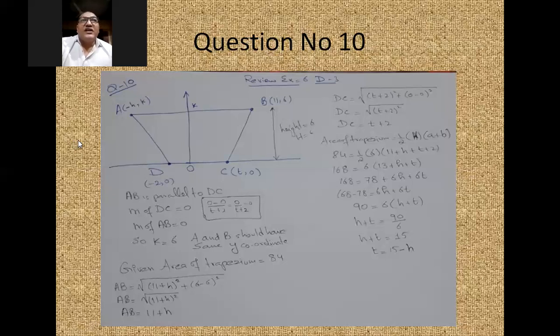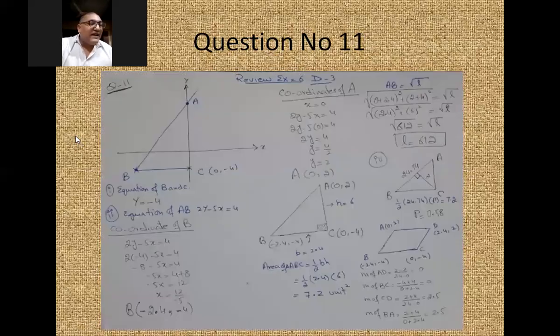The next question coming up on your screen is question number 11. Let me read it from the book. It says, in the diagram, C is the point (0, minus 4), and A is a point on the y-axis. The line AB meets the horizontal line through C at B. So this is given to me that this BC line is horizontal. So whatever is the y value in the C, same will be the y value in the B.